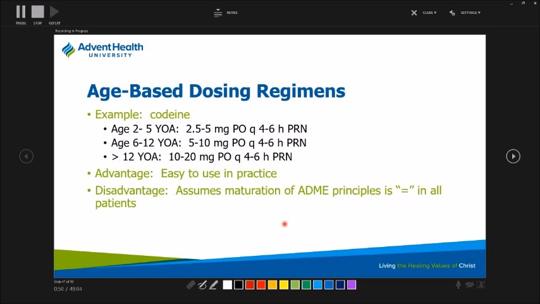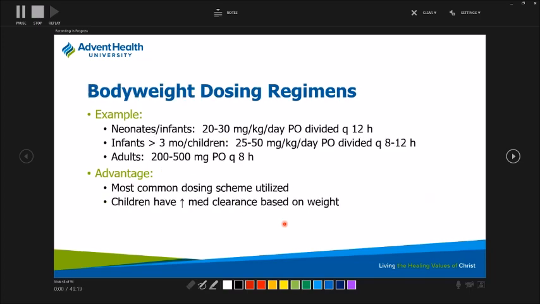Especially if you think about things like pediatric obesity, or underweight kids based off of comorbid conditions. A lot of this can be playing a role here. So because of that, we don't like to use a whole lot of age-based dosing, even though it is convenient and easy to memorize, etc. But we try to avoid that if we can.